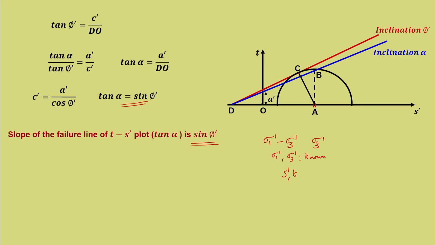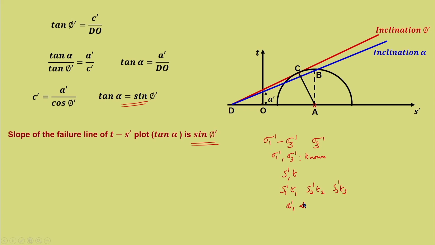Now, if you know this S dash T plot, you need not plot the Mohr circle. From the known values of sigma 1 dash and sigma 3 dash, one can always find different points, that is S1 dash T1, S2 dash T2, S3 dash T3, and plot this blue line. We will get maybe 3 points, and corresponding to that we will get 3 points here in the T S dash plot. One can always plot this blue line. Once the blue line is plotted, we can get A dash and alpha.